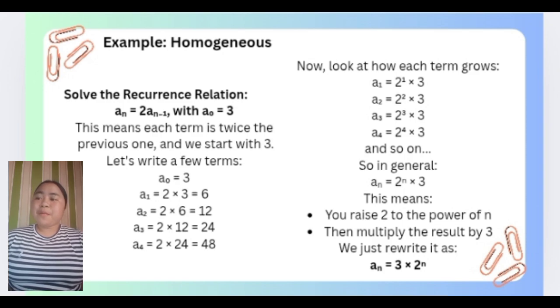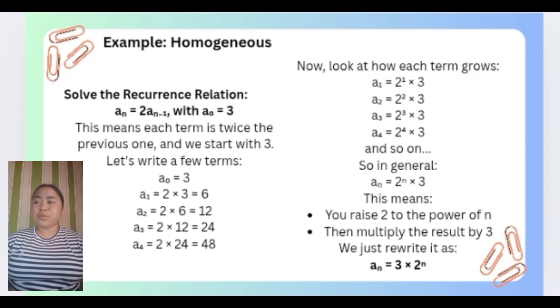So we have here an example about homogeneous. Let us solve the recurrence relation a sub n is equal to 2a sub n minus 1, with a sub 0 equal to 3. This means each term is twice the previous one and we start with 3. So if the first term is 3, the second term should be 6 because it is twice. When we say a sub 0, it is where we start.